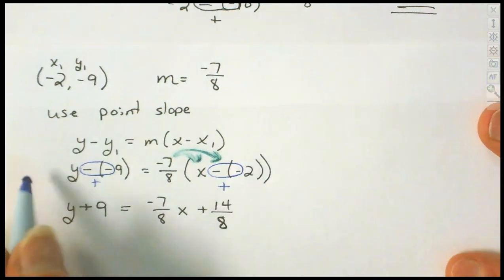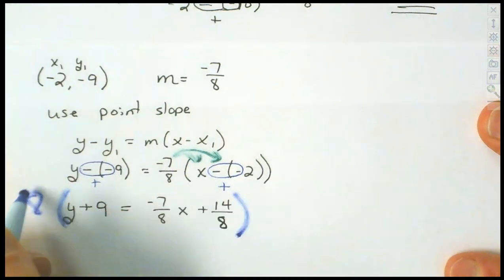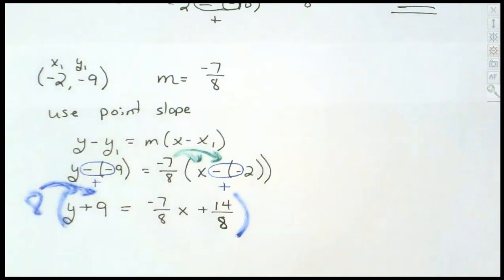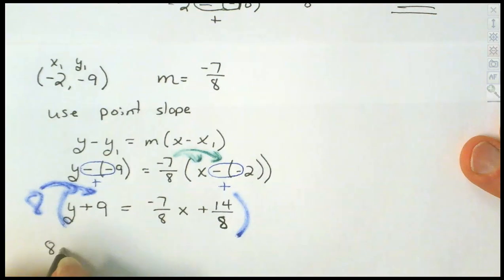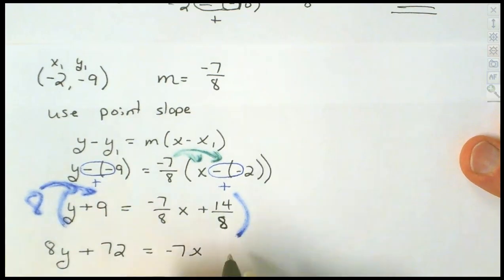So let's go ahead and clear out our fractions. We're going to multiply it all by 8. Multiply everything by 8 to clear out your fractions. And so 8y plus 72 equals minus 7x plus 14.